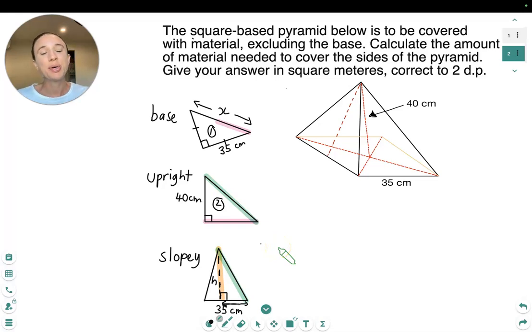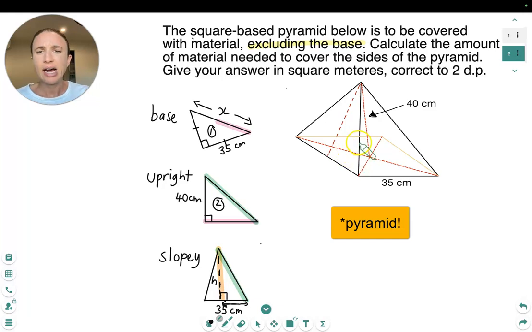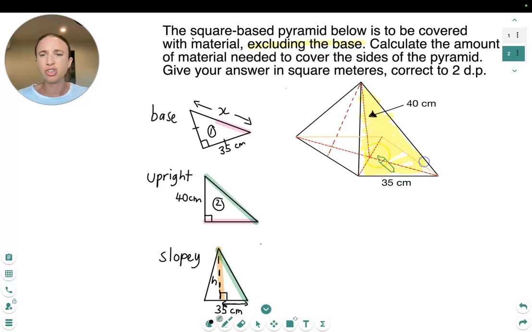Hello, in this video we're going to look at finding the total surface area of a square base pyramid, but it's actually excluding the base. Okay, so it takes a few steps. So look at this triangle here. How might you find the surface area? What's our goal? To find the surface area, we're going to need to find the area of this triangle, and it's not as simple as it seems.